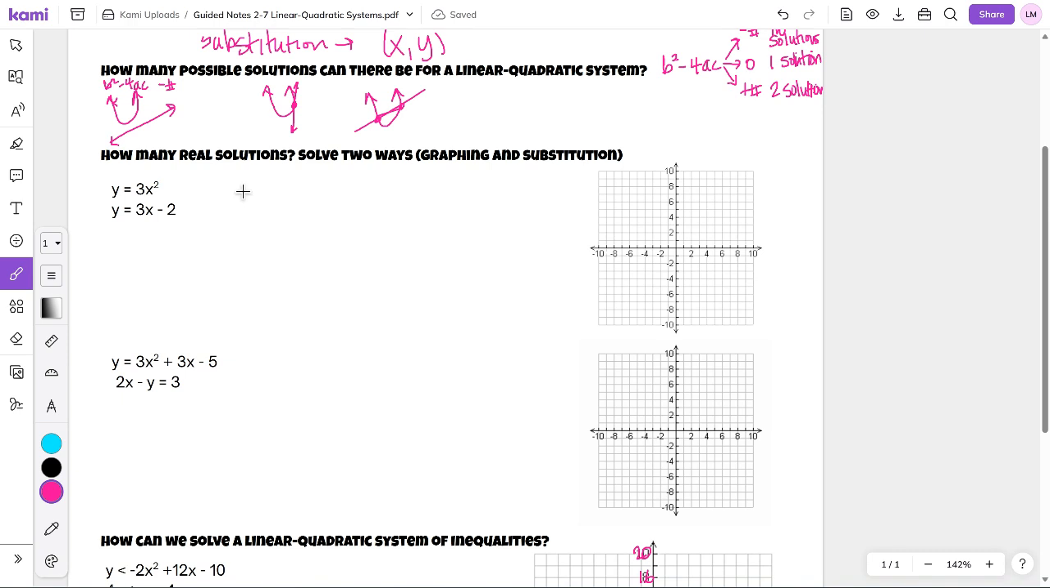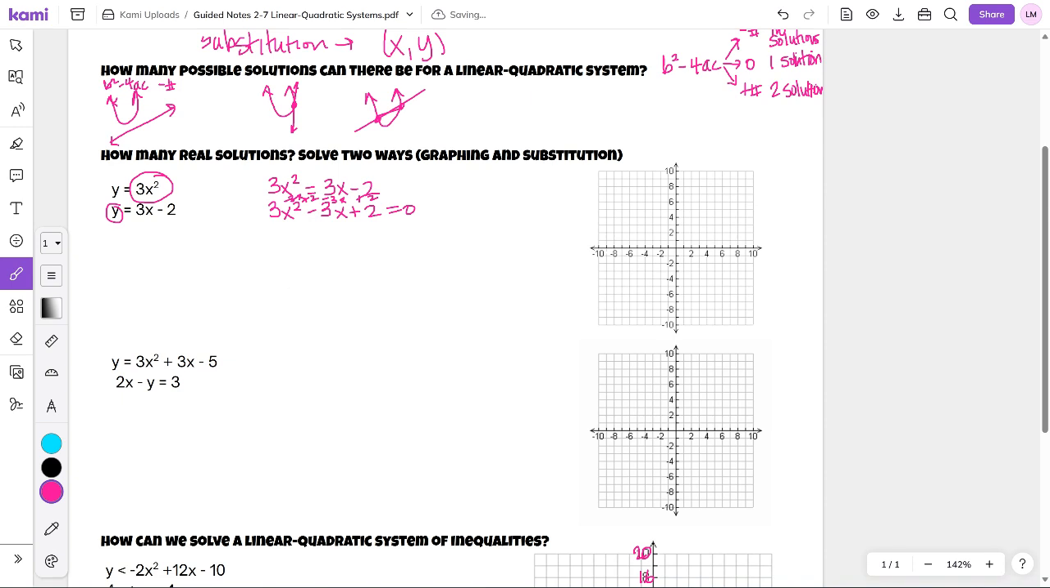All right, so for the substitution method, I am going to substitute this for y. This is handy when they're both equal to y. I can just straight substitute. So 3x squared equals 3x minus 2. I can't really tell anything from here, so I'm going to get everything to one side. I subtracted 3x from both sides and added 2 to both sides, and now I have it set equal to 0.